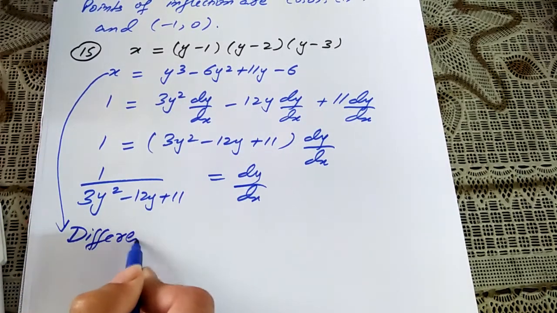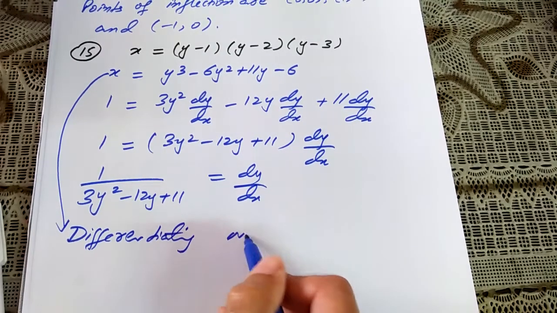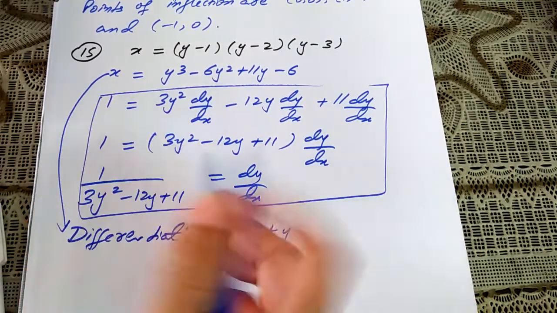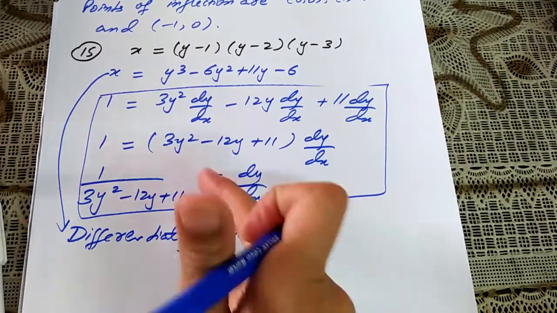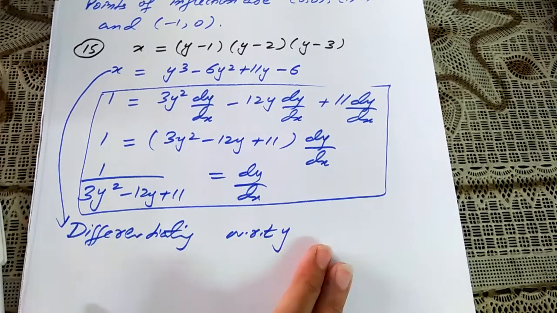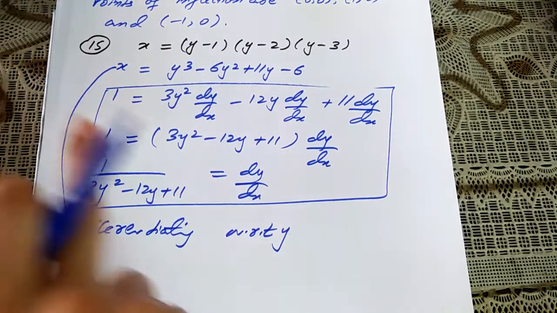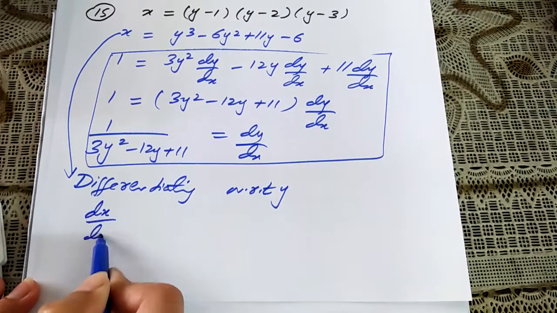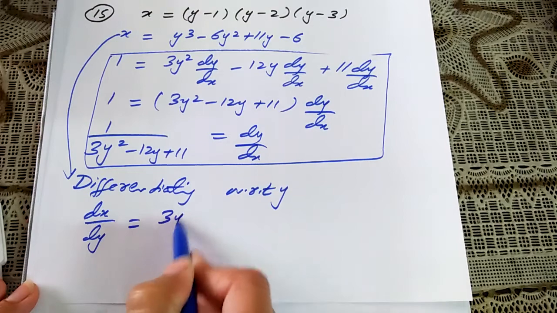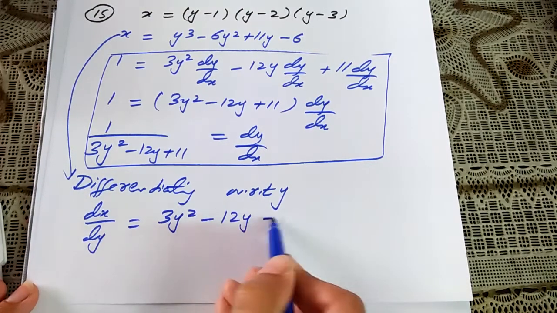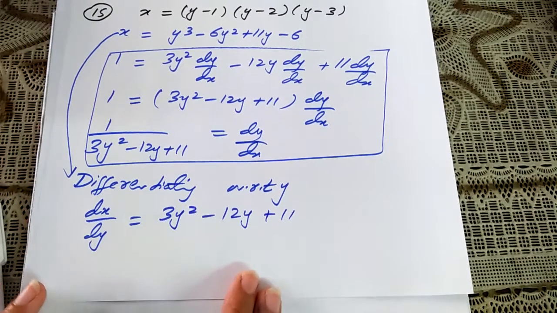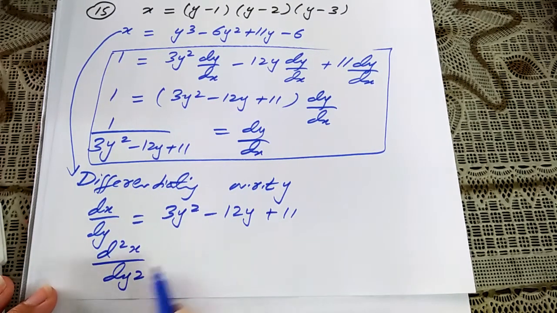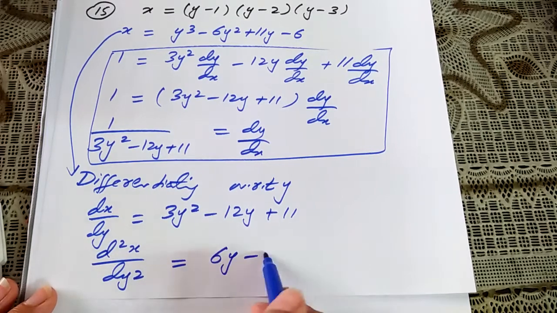Differentiating with respect to y, and just skip these steps, because if we follow these steps, it will be lengthier and difficult. So we will differentiate this thing with respect to y. So it will be dx over dy, which equals 3y square minus 12y plus 11. Now you see it became easier. Now find the second derivative. d2x by dy square will be equal to 6y minus 12.